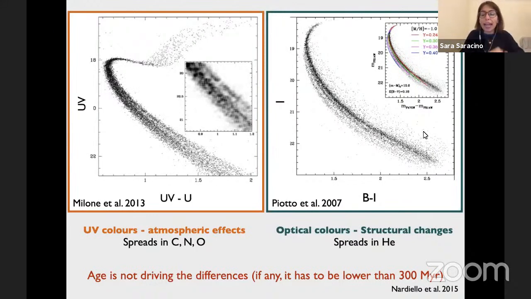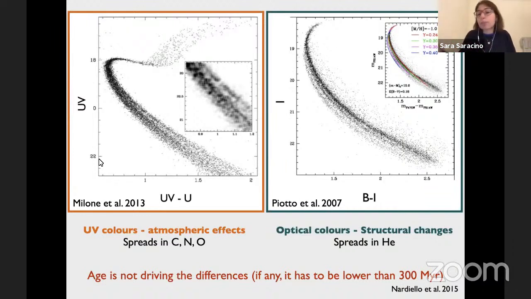This is due to a helium enhancement from the first to the last sequence here. And since all these stars are in the main sequence, they should have actually been born with this helium enhancement. While if you look at ultraviolet colors, you see the same situation, but all these different sequences are tracing different elements, in the sense that here you see a spread in nitrogen and carbon, especially, manifesting.